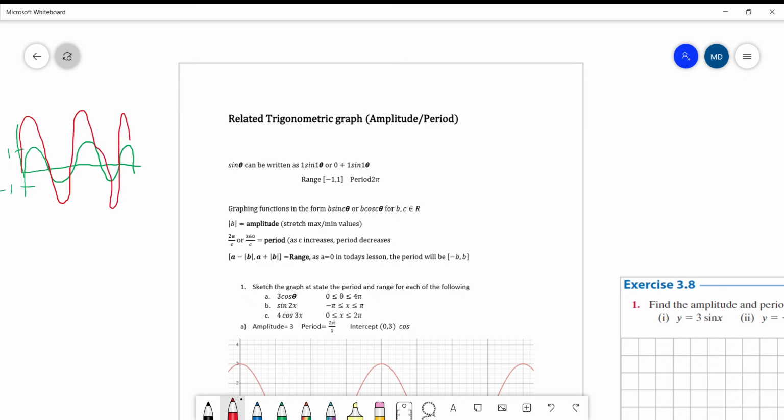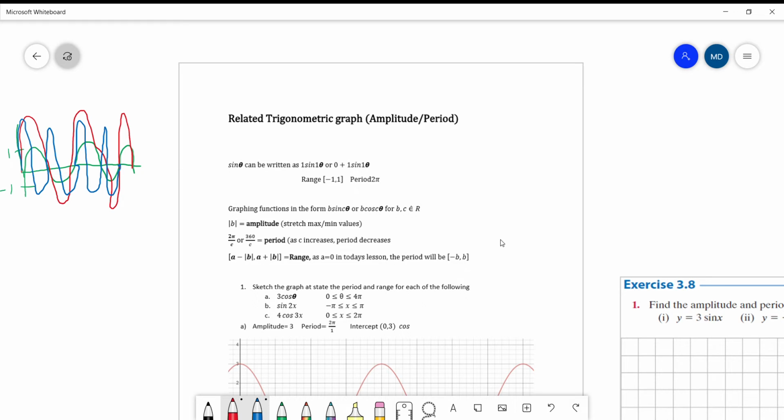And what happens if it does a full cycle quicker? Okay, so what happens if what we'll call the period decreases? So that will be what we're mainly focused on today: the amplitude, how far it stretches, and the period, how long it is before it repeats. So we will talk about the range a little bit as well, but the two main focuses will be amplitude and the period.